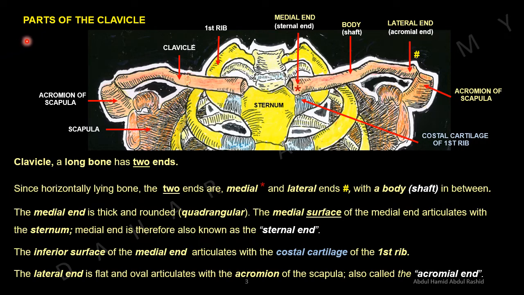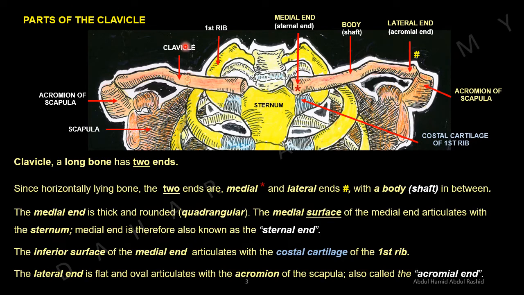Now let's talk about the clavicle. Clavicle, as it is a long bone, it has two ends. Since it is positioned horizontally, its ends are medial end and lateral end. This is medial end and lateral end of the clavicle. Between the two ends, we have body or shaft of the clavicle.